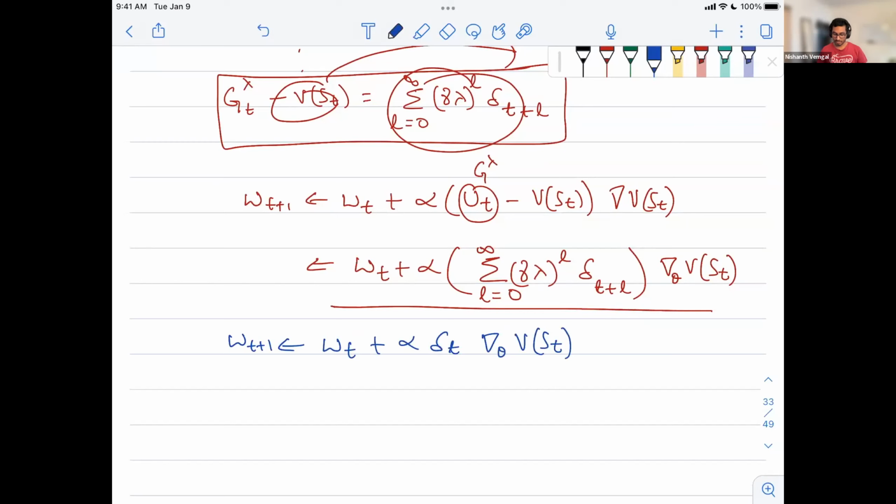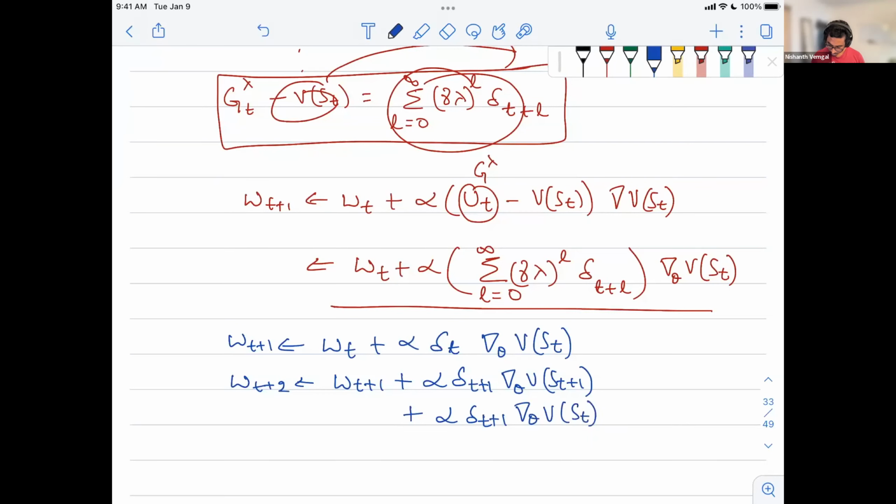And during the next time step, which is t plus 1, we can update our weights using the gradient and the TD error of that term. And we can also add the gradient of V of S_t. Essentially, what's happening here is that we want to minimize the sum of TD errors and take the gradient of our value of state S_t. But we don't have access to all TD errors at time step t. We have access to only one TD error.